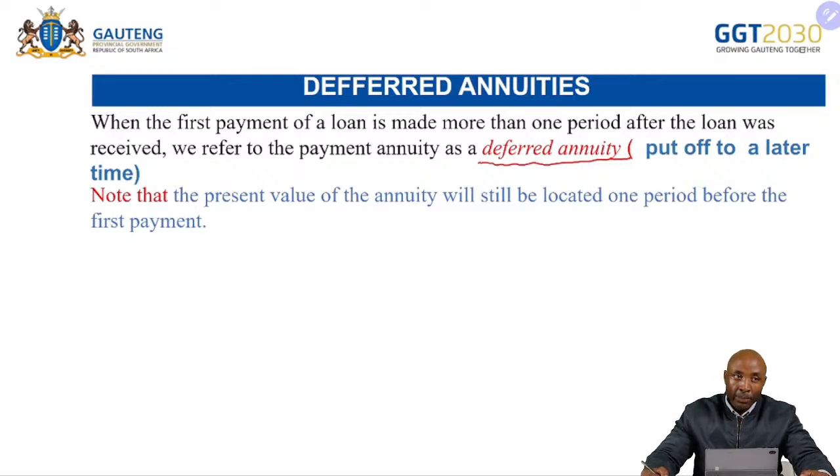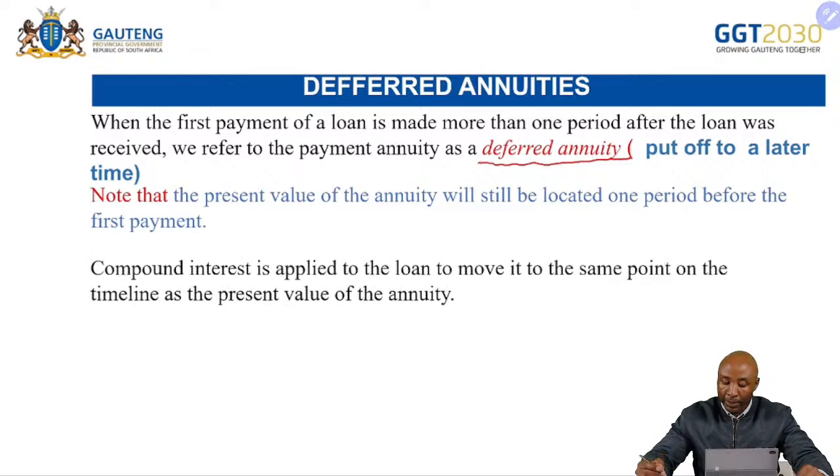I've given you an example that someone wants to buy an asset now, and the conditions are you will start paying in 2023, January 2023. It means you are not going to start paying on the 1st of September, that gap that we had. So you will see how we work out that one. The present value annuity is still located one period before the first payment. You will see this as we do problems.